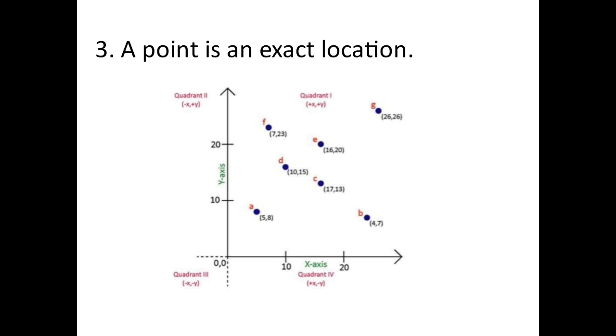Third, a point is an exact location. Greek mathematicians considered points not as actual physical dots, but as idealized dots with no size. For them, a point represents an exact location of this idealized dot. A point is considered to have no dimensions.